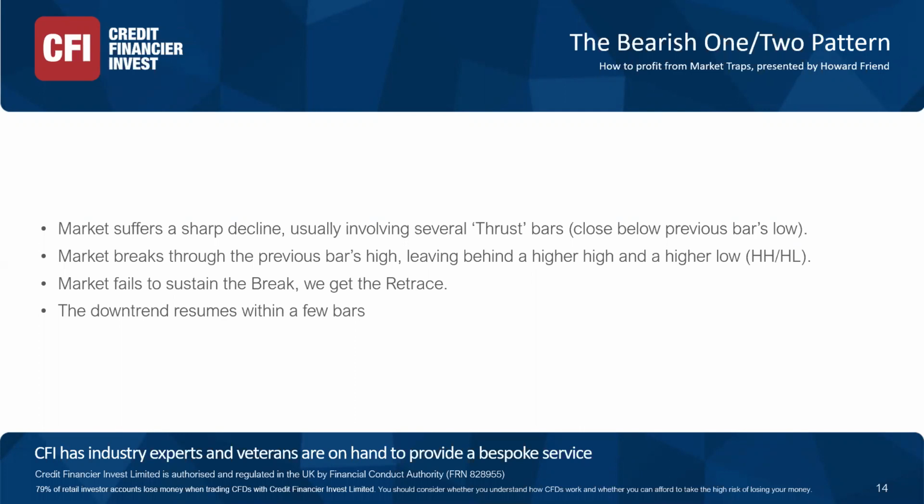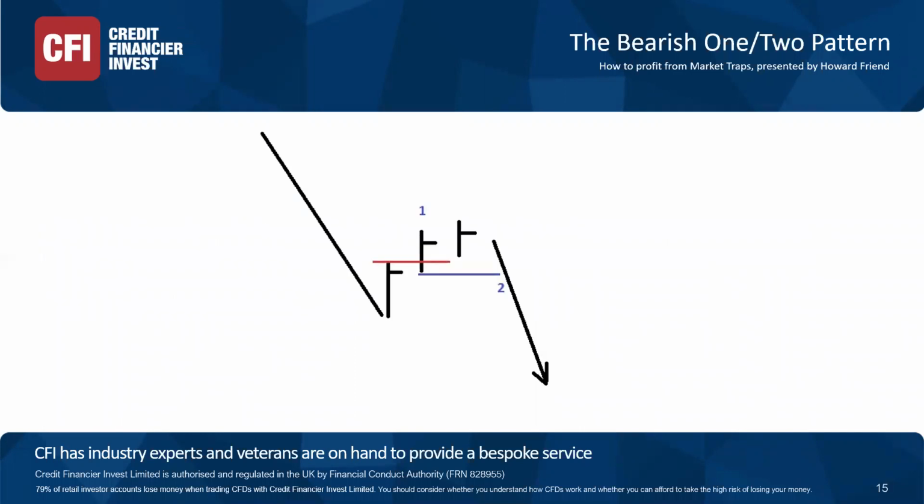So with this break and retrace setup, once the market has made the break and then there's a bit of struggling, the market starts to retrace. And once we get a complete retrace, then we're looking for a big move against the direction of the break. So we're looking for the downtrend to resume within a few bars. Here's the graphical example of the setup.